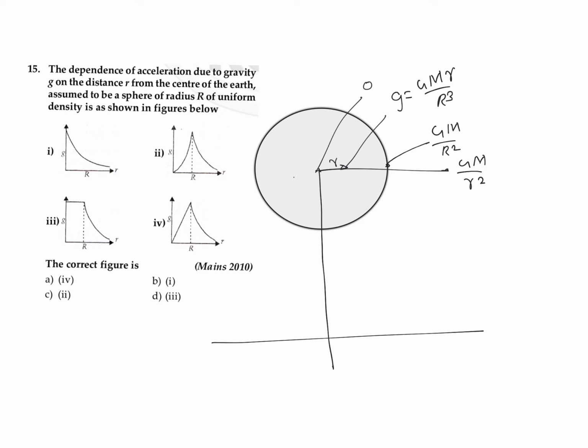So if you are drawing the graph which shows the relation between acceleration due to gravity with respect to distance, initially it is directly proportional to r: at the center it is 0, then it is directly proportional to r, a straight line. On the surface it will have its maximum value, then it will decrease, as it is inversely proportional to r square, and at infinity it is going to be equal to 0.